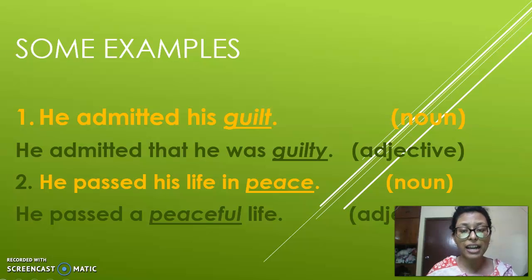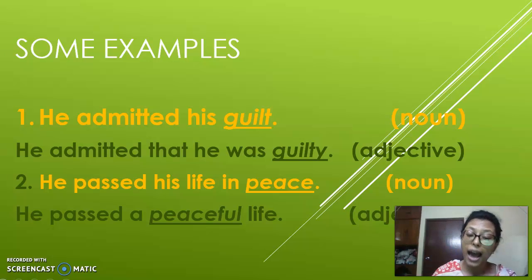He passed his life in peace. Here, peace is a noun. We need to make it into an adjective. So what is the adjective form of peace? It is peaceful. We already saw in the first slide that we are adding some particular word. Like with guilt, we added y to make it an adjective. Here, with peace, we have added the suffix ful to make it an adjective. He passed his life in peace. He passed a peaceful life.